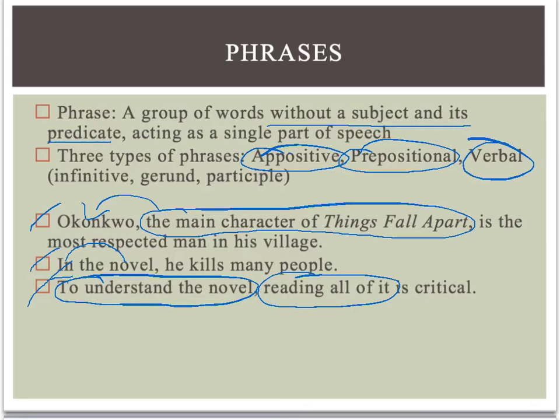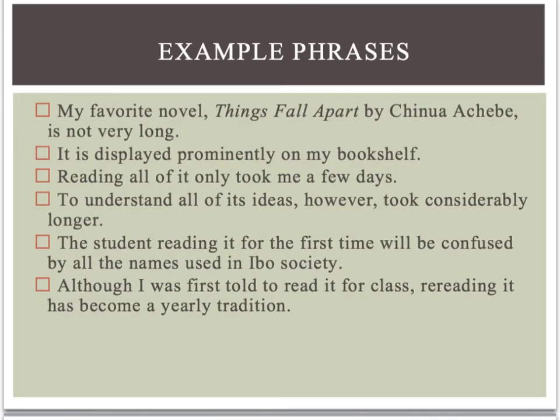That's a gerund phrase acting as a noun, right? And to understand the novel, that is an infinitive phrase that is acting as a sentence adverb. So those are the three basic types of phrases. Phrases are groups of words working together as one part of speech, and they're always going to be either an appositive, a prepositional phrase, or a verbal phrase. So let's look at another slide that has some examples of these.